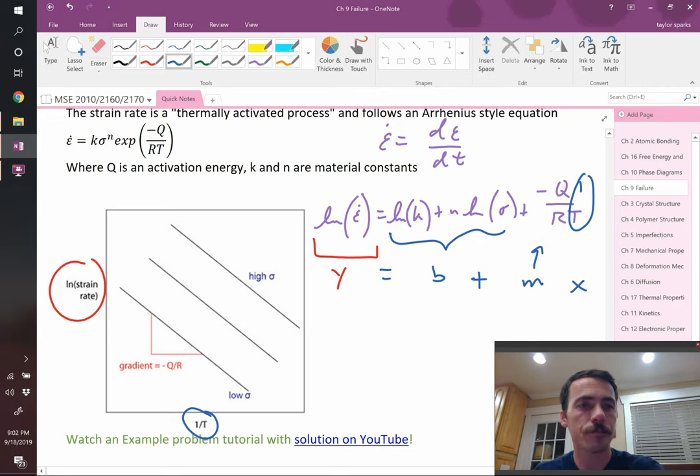Different materials will have different activation energies, right? A low activation energy means a higher strain rate. If you put a small number here, then it's going to be a higher strain rate over here. If you put a higher temperature here, it's going to be a higher strain rate. If you put a higher stress or a higher exponent here, all of these will increase the strain rate. Whereas if you have a really big activation energy, it's going to reduce it.